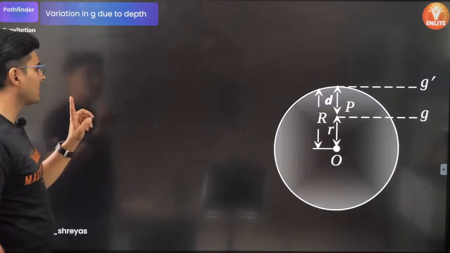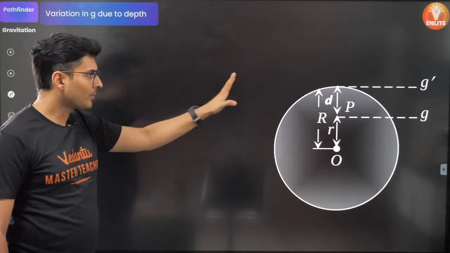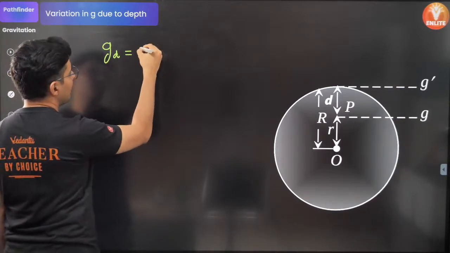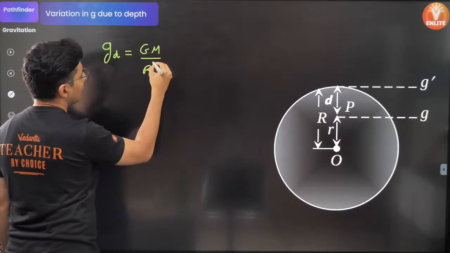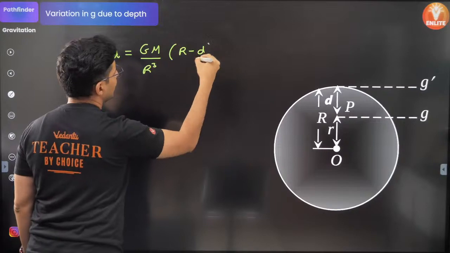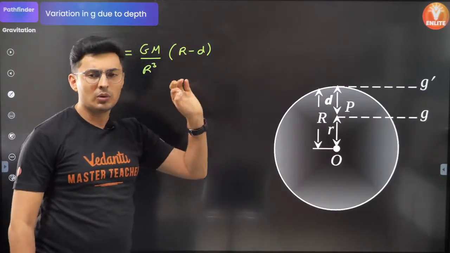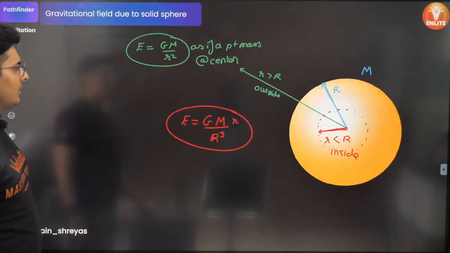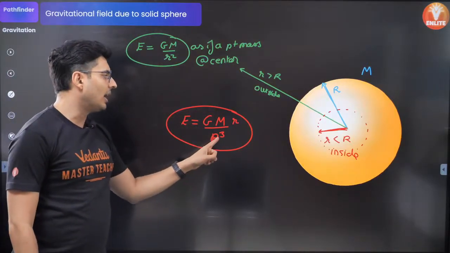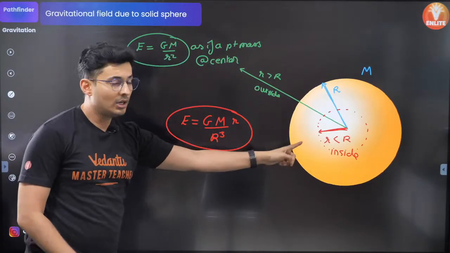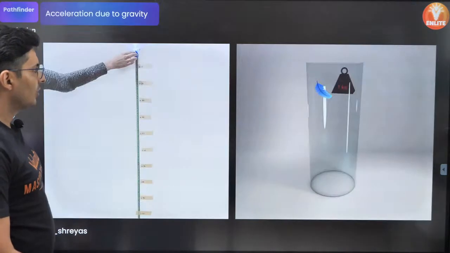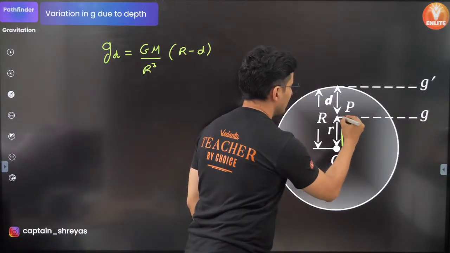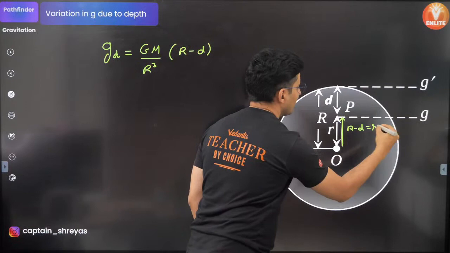Then you have acceleration due to gravity at some depth d. The formula of acceleration due to gravity at some depth d is given by GM by R cube into (R minus d). If you notice, this is very similar to the solid sphere's field formula. Where has that gone? Here it is. Yes, solid sphere's field: GM by R cube into r, where r is the distance from the center to that point. So notice this over here as well. R minus d is just this. This is nothing but r, which is small r.